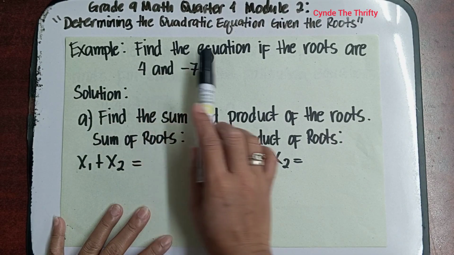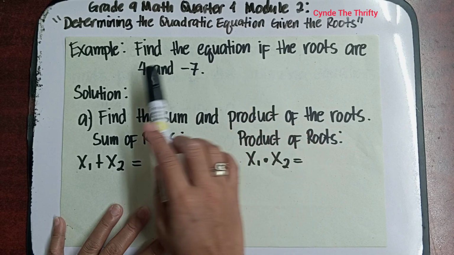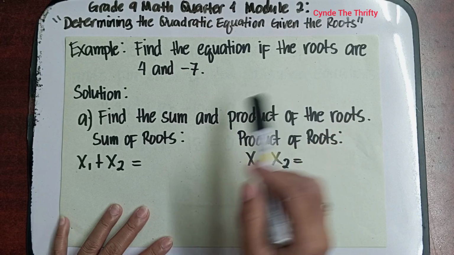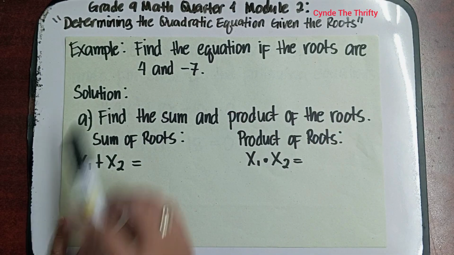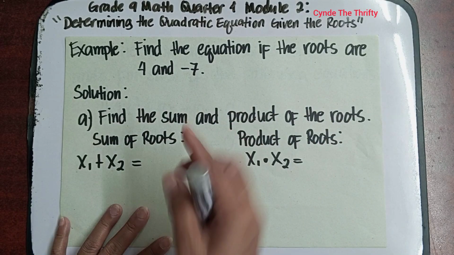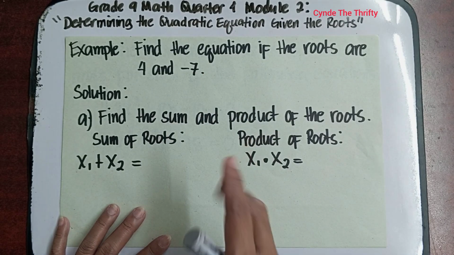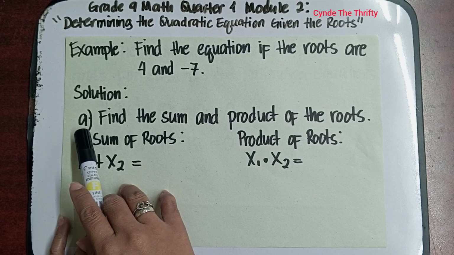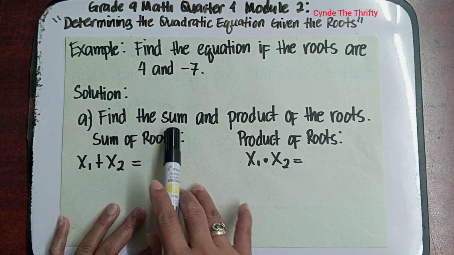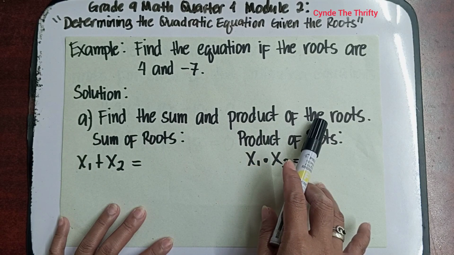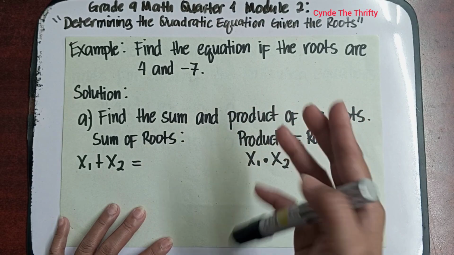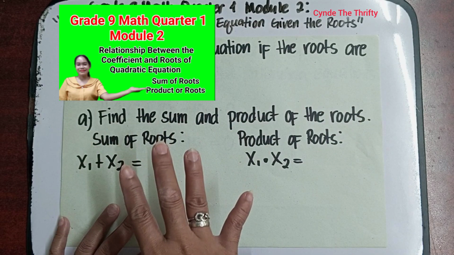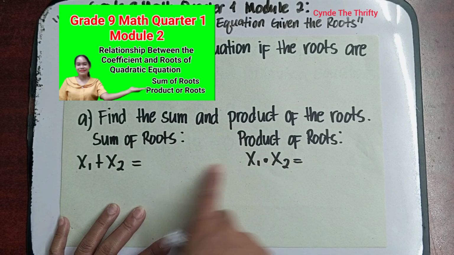Example, find the equation if the roots are positive 4 and negative 7. Okay, so roots ang binigay sa atin. So hahanapin natin ang equation. Meron tayong solution. So sa solution natin, dalawa lang yung steps na gagawin natin kasi sabi ko nga sa inyo na madali lang siya. Ang first step na gagawin natin, find the sum and product of the roots. Okay, so kung hindi nyo napanood ang video natin kung paano kukunin ang sum and product of the roots, panoorin nyo ang ating previous lesson para mas maintindihan nyo ang ating lesson na ito.